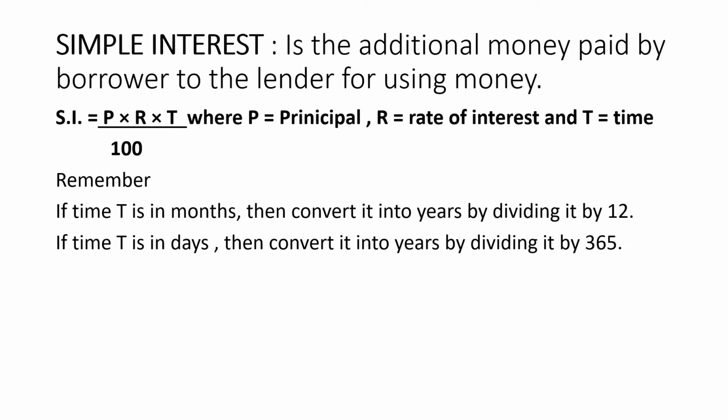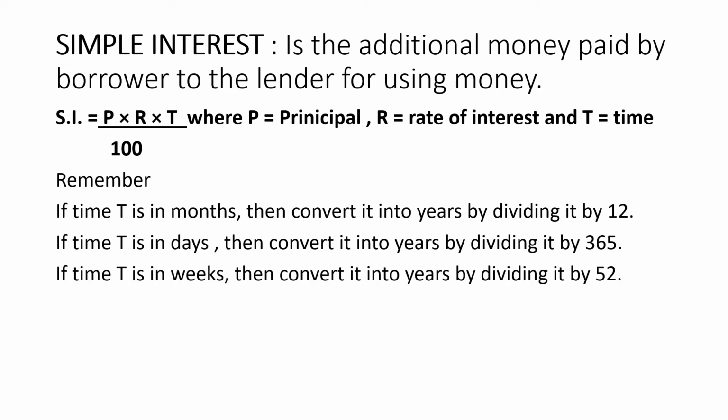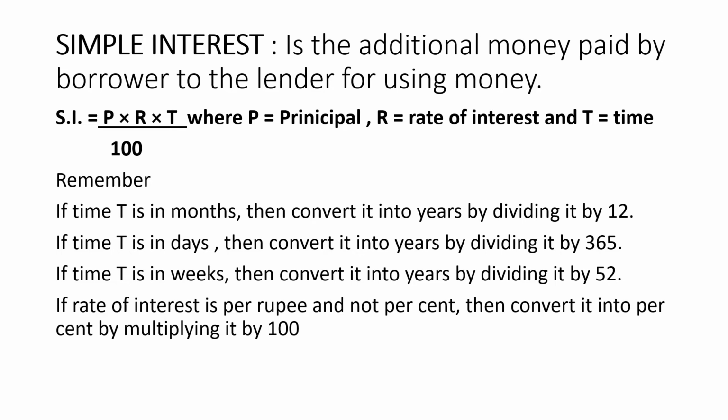If time is in days, then convert it into years by dividing it by 365. Time should always be in years. If the time is in weeks, then convert it into years by dividing it by 52, because 1 year is equal to 52 weeks. And next, if the rate of interest is given per rupee, not percent, in some question, then you have to convert it into percent by multiplying it by 100.